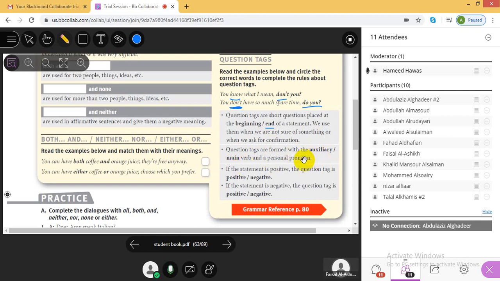I told you auxiliary means helping verb. What I mean by auxiliary or helping verb: verb to be, verb to do, verb to have, modal verbs. All these kinds we call auxiliary verb or helping verb. Okay guys, are you with me? So question tags are formed with the auxiliary or main verb. Who can answer? Who can answer, Shabab?